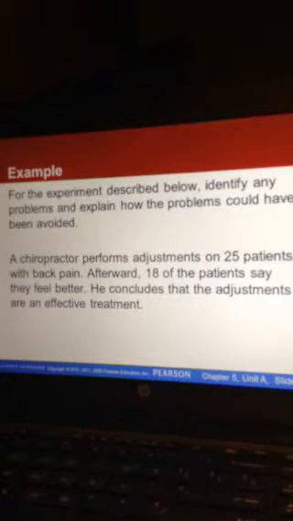For the experiment below, identify any problems and explain how that problem could have been avoided. So, a chiropractor performs adjustments on 25 patients with back pain. Afterwards, 18 of the patients say they feel better. He concludes that the adjustments are an effective treatment. So I want you to think for a minute, do you think that this was a good experiment, or describe the problems that you think there could be with it, and then how could that have been avoided?